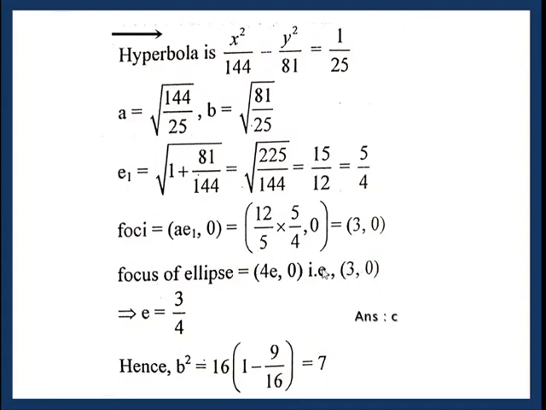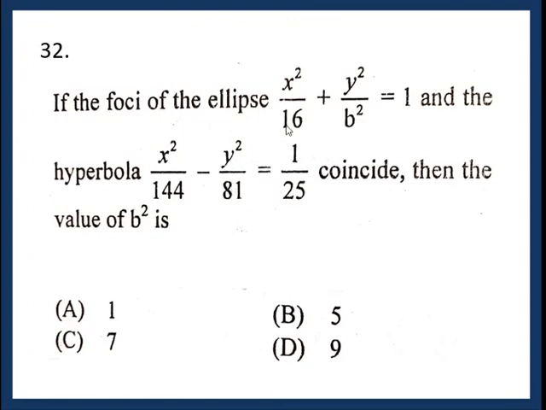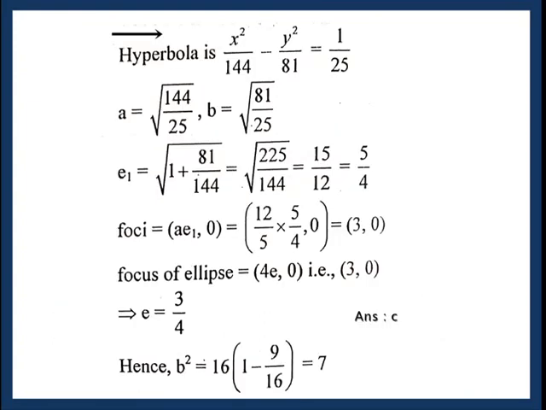So that gives me 3 equal to 4e, that is e equal to 3 by 4. Now what is b square? b square is a square into 1 minus e square. So the correct option is C, as the value of b square comes out to be 7. Is that clear? Now you will ask me, sir, why 4e? Where did this 4 come from? It came from here. a square is 16, so a is 4.